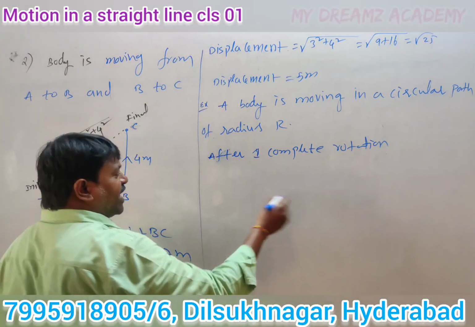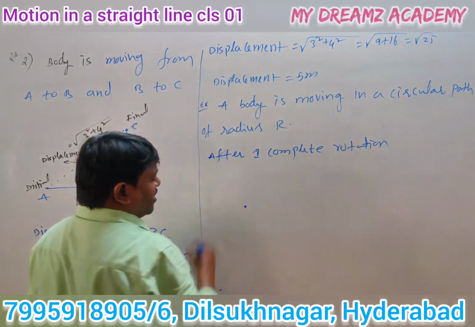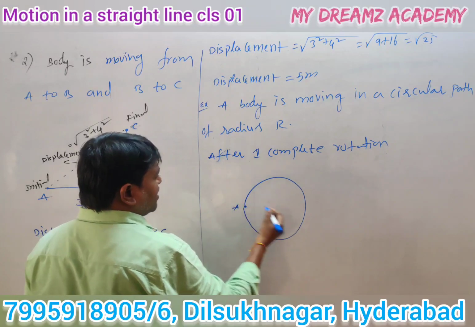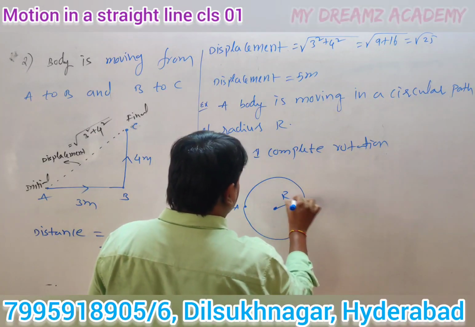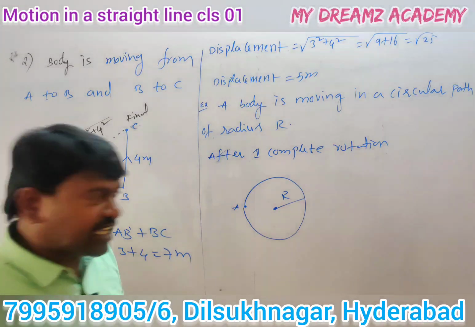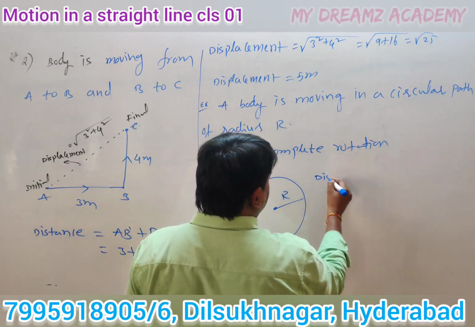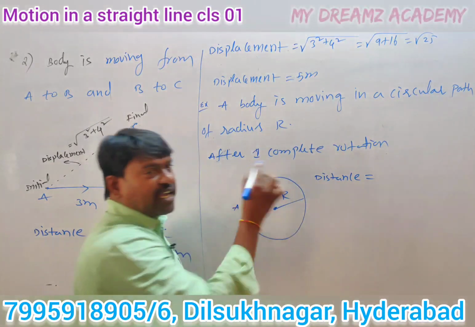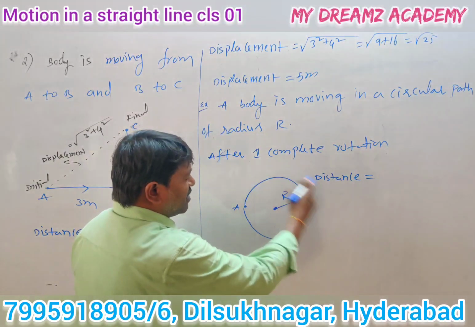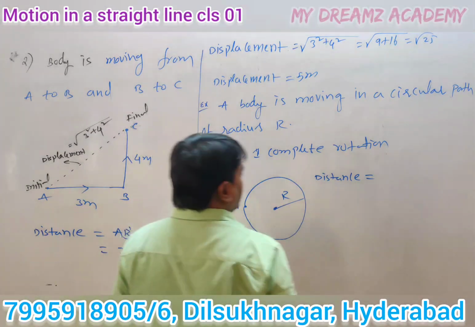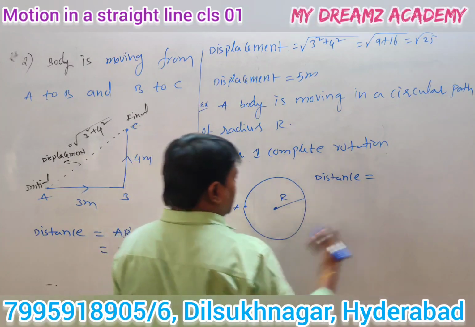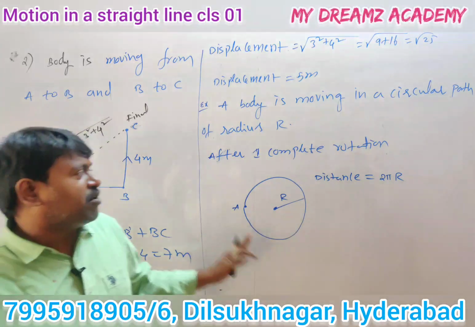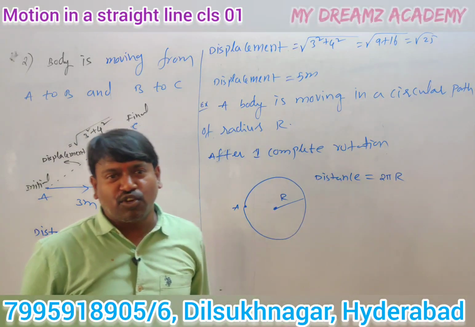Now the body is moving in a circular path. The initial position of the particle is A, and it is moving in a circular path of radius R. What is the distance and displacement covered by the body in this case? Distance equals the total path length. The total path is nothing but the circumference or perimeter of the circle. If the radius is R, the circumference is 2 pi r, that is the distance covered by the body after one complete rotation.